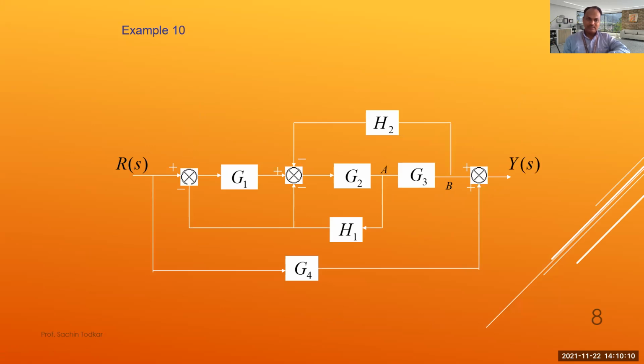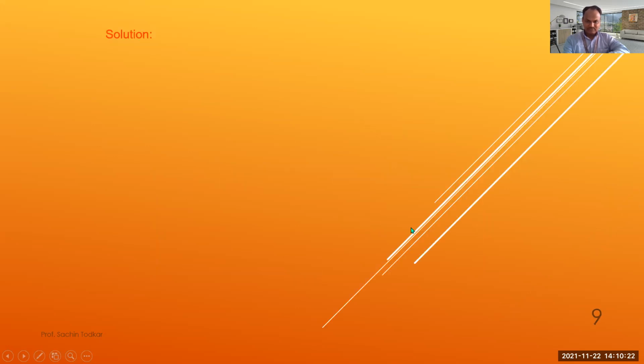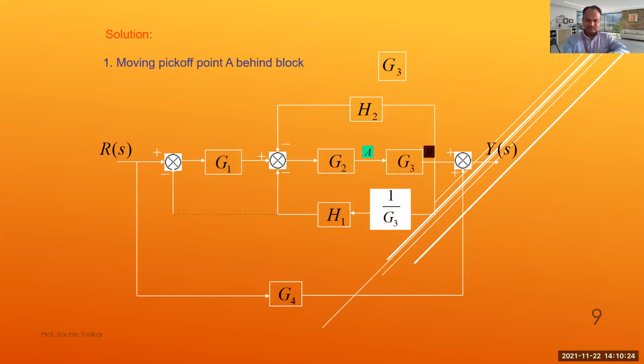Now example number 10. Here again there is some complication due to this takeoff point and this point. So we are going to shift this takeoff point ahead of G3. We will see here the takeoff point is taken ahead of G3, and that's why it is multiplied by 1 divided by G3. Now you can see these three.